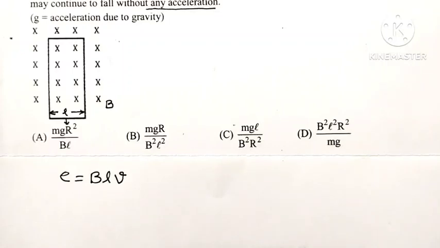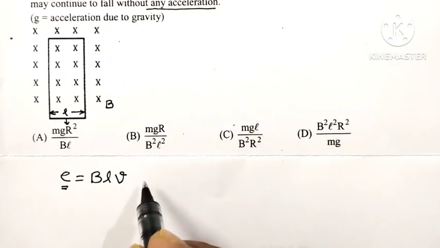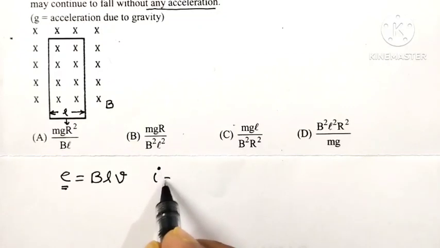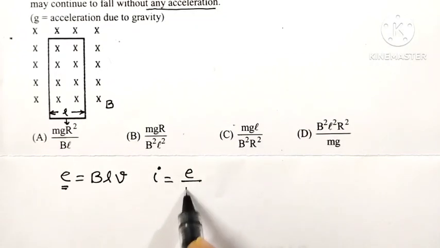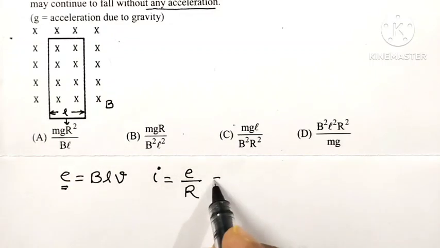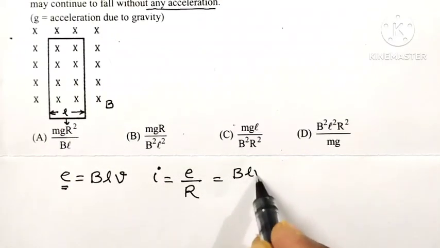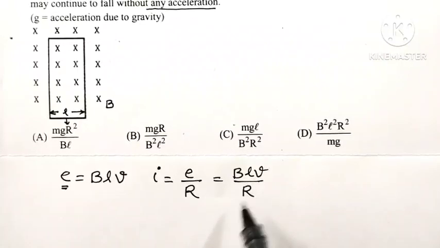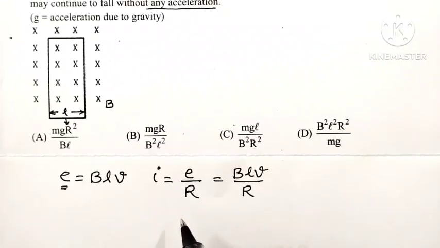E is equal to BLV. So E is the EMF induced. So the current induced I is equal to the EMF induced divided by the resistance of the rectangular loop, that is equal to BLV divided by R. I is equal to BLV divided by R.